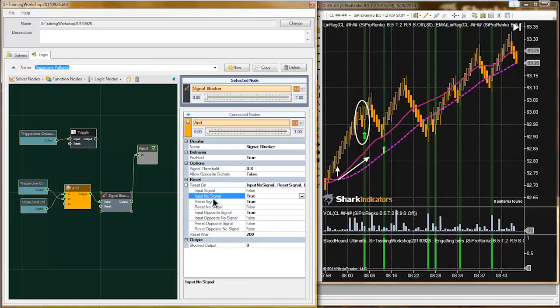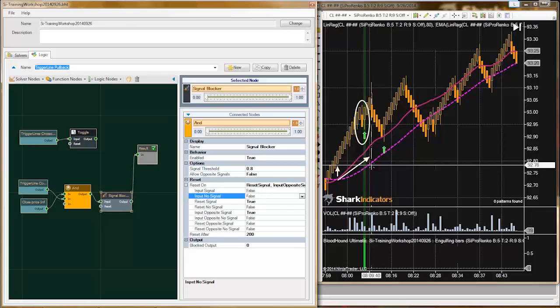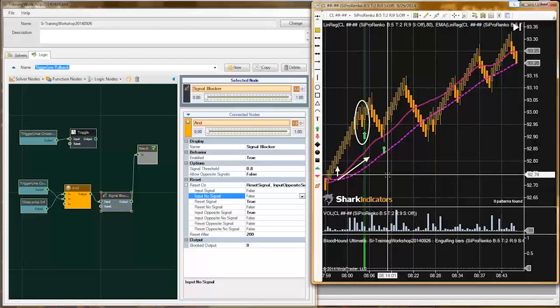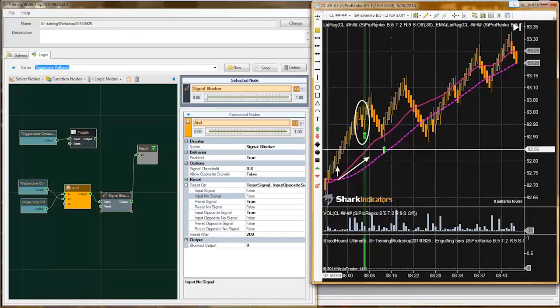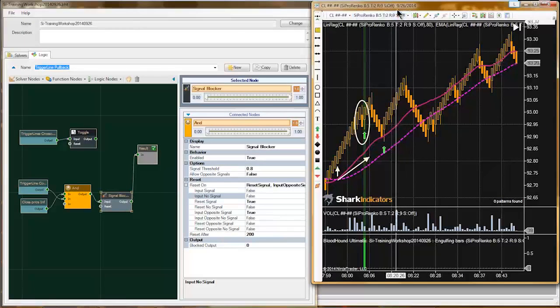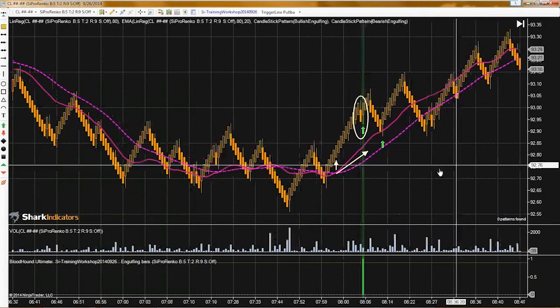Now what we need to do is go through all these various reset conditions here, and there are some of them that we don't need. So for example, this no signal, let's turn this off. All right, that's all we needed, just to turn the input no signal off. So now let's expand the chart.